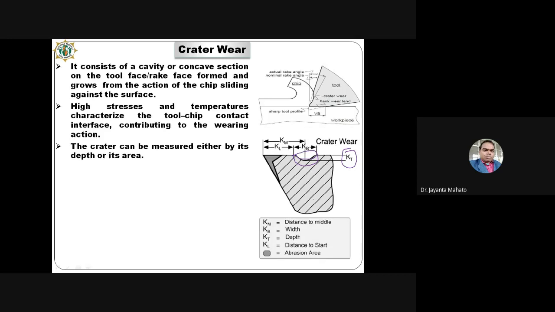Crater measurements also depend on where the crater happens, at what distance. KM is the center of the crater, the distance from the tool tip to the center of the crater wear. KL means the distance from the tip to where the crater wear initiates.